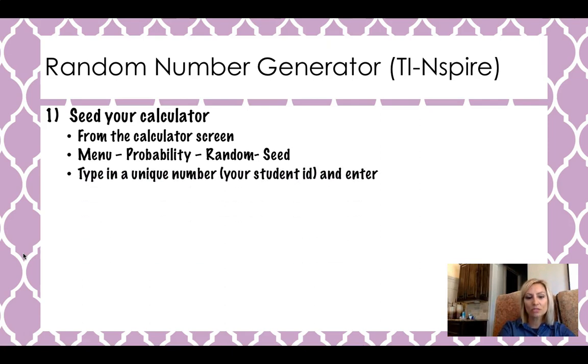This can be your driver's license number, your phone number, your student ID. Enter a number that's unique to you and press Enter. Your calculator will say Done, and now you've seeded your calculator so that it will give you random numbers.